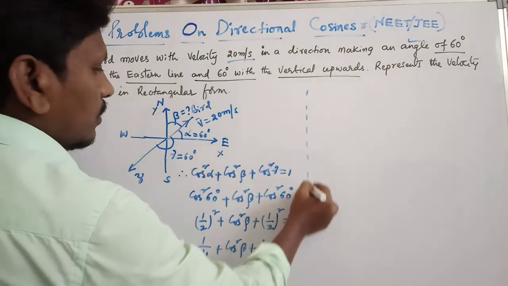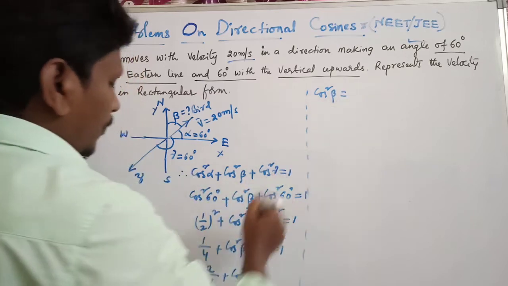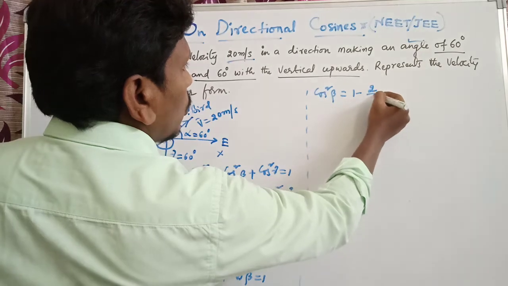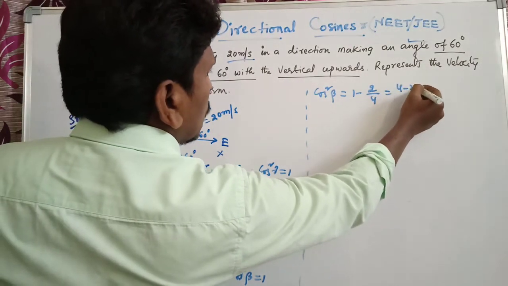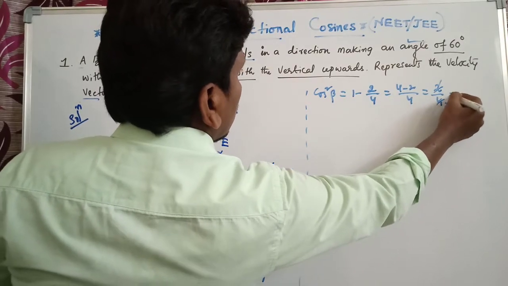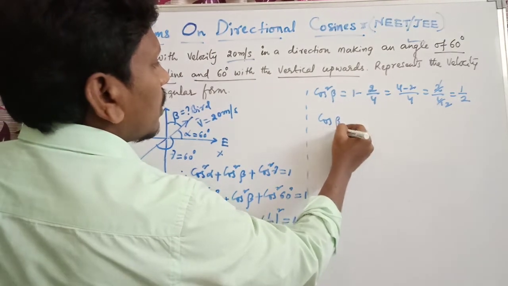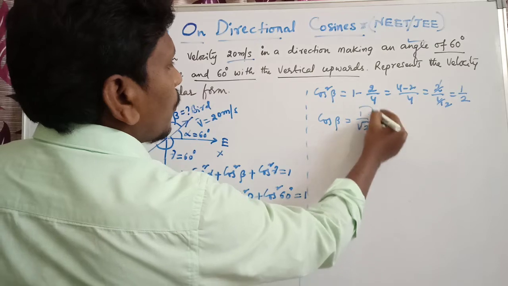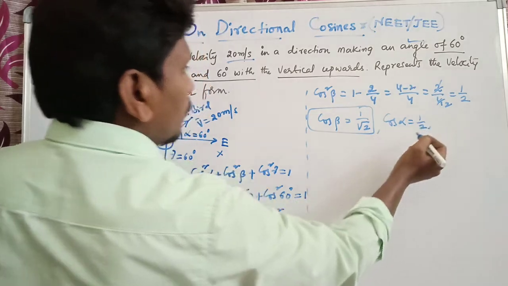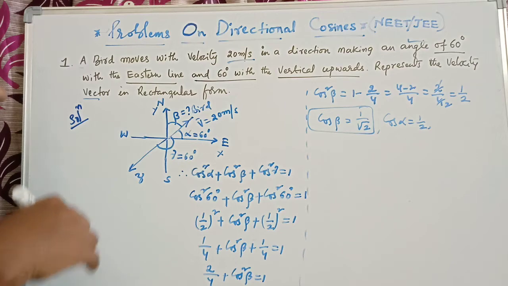Now let us solve it completely. Cos square beta equals 1 minus 2 by 4, that is 2 by 4, which is 1 by 2. Cos square beta equals 1 by 2, then cos beta equals 1 by root 2, whereas cos alpha equals 1 by 2.